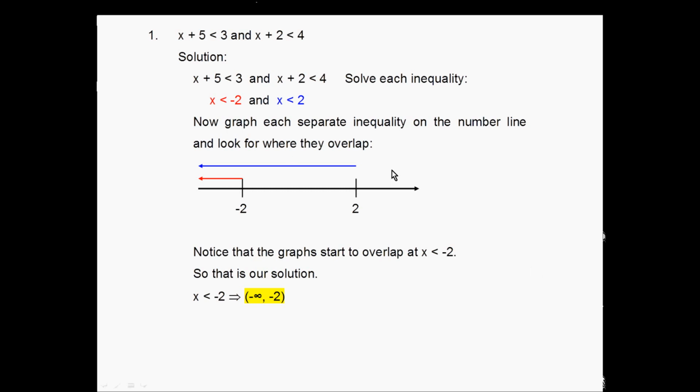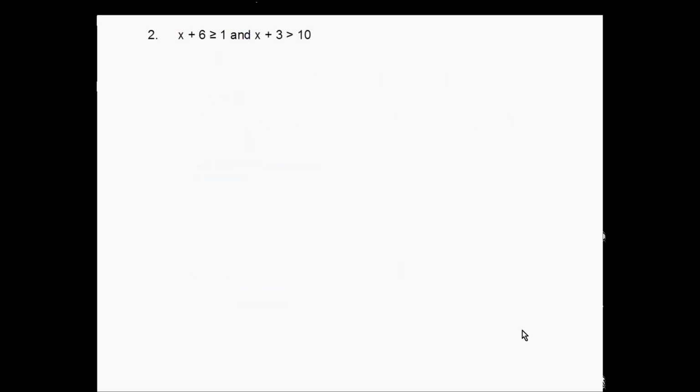Just kind of a simple observation. When they both pointed in the same direction, we took the shorter one. Okay, so when they pointed in the same direction, the word "and" took the shorter one. Let's change the directions. Let's have them both point toward the right. So I have x plus 6 is greater than or equal to 1, and x plus 3 is greater than 10.